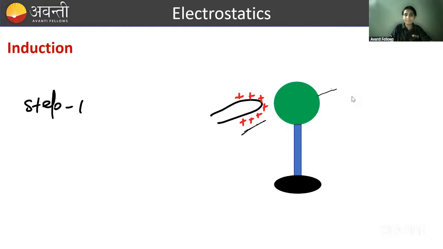And since this is a metallic conductor, this is a metal, right? So what does metal have? It has free charges. So whatever free negative charges it has will get attracted to this end because of the positively charged rod you have brought closer. So negative charge will come here, and what will happen?